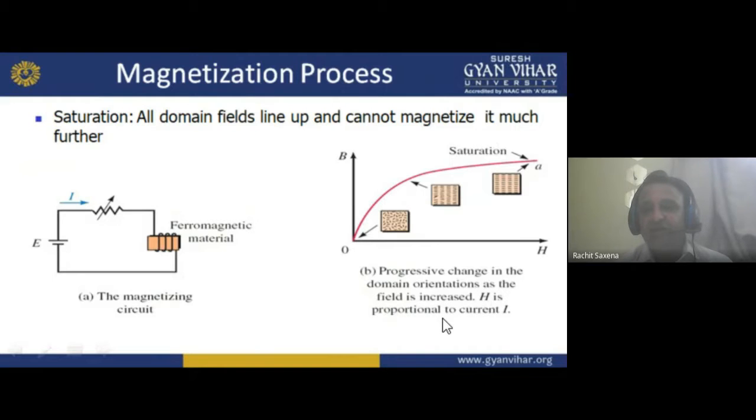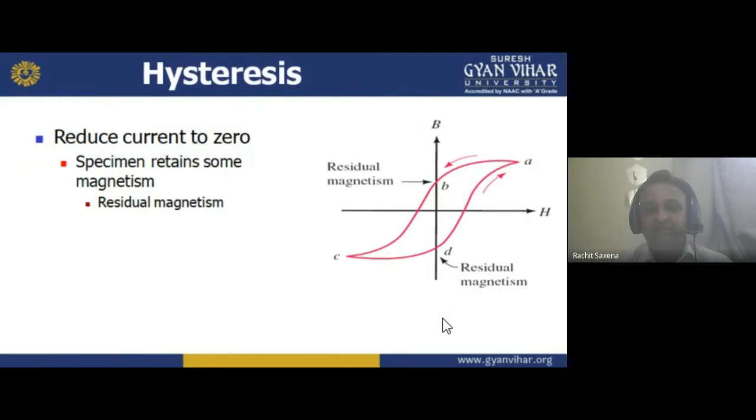Now in the magnetization circuit, there is a progressive change in the domain orientation as the field is increased. H is proportional to the current, obviously in an increasing manner. Understand? Now this is hysteresis. Hysteresis is also a relation between B and H, we can also say that. This is due to the residual magnetism.